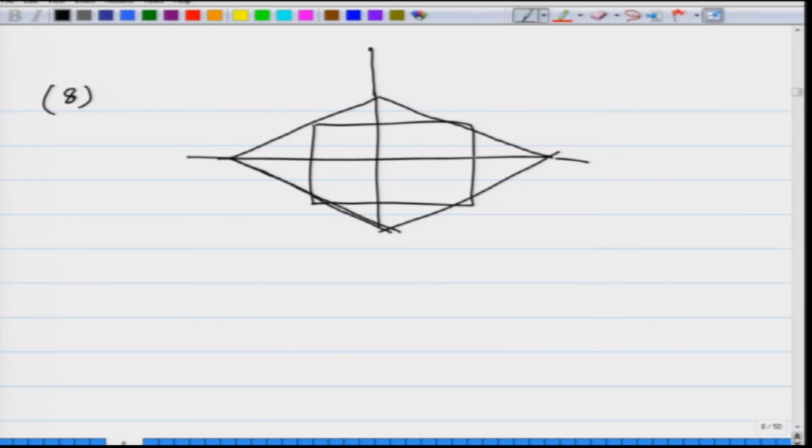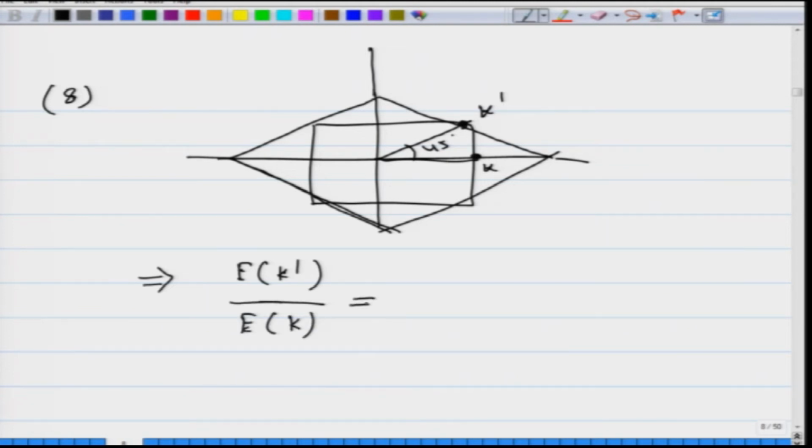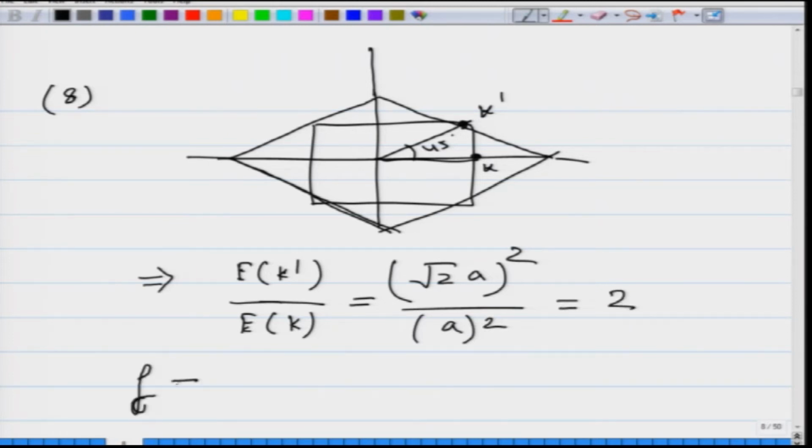Okay, so the kinetic energy of a free electron at the corner of the first zone is this point, and at the midpoint is this. We plot these two vectors. So this is k and this is k prime, and this is angle 45 degrees. So this will be like E of k prime divided by E of k is equals to root over 2a to the whole square divided by a to the whole square, which comes as 2. So, here f will be 2.